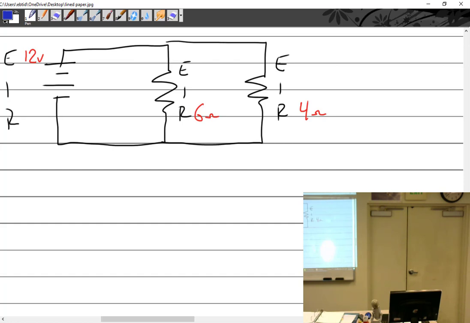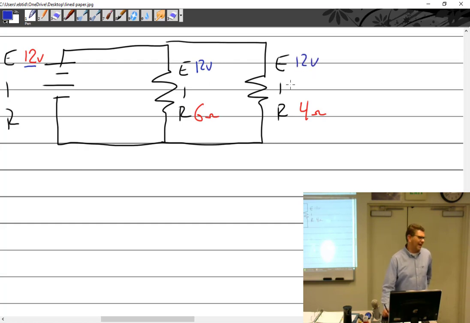Oh, here's a little bit of grumbling. That's okay. So I'm just going to work this one. That's all right. In a parallel circuit, what can I solve for right off the bat? E, because 12 is the same all the way across. This is 12 volts, and this is 12 volts.